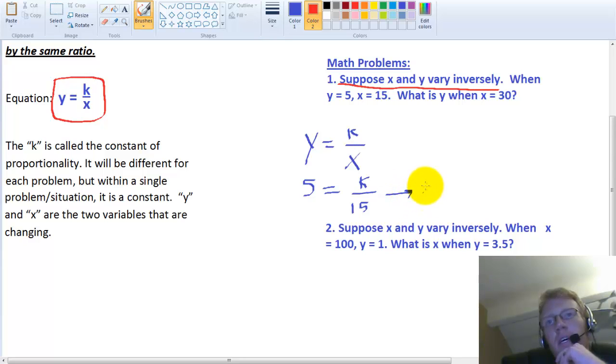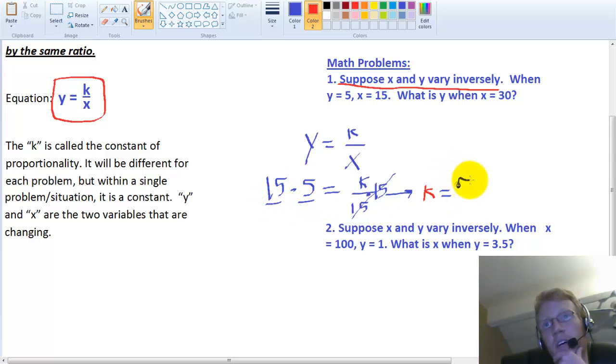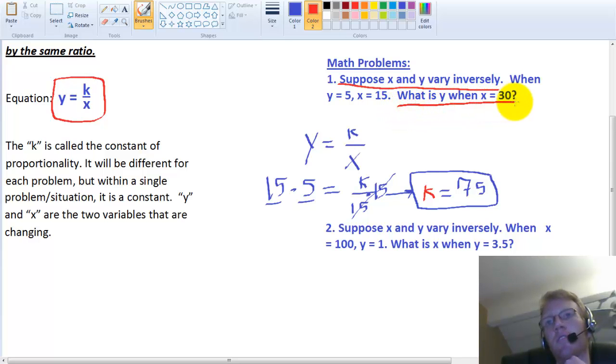Okay, so what does that mean? That means k equals, well, how do we solve for k? We need to multiply both sides by 15. Cancel. Multiply over here by 15. What's 15 times 5? Okay, 15 times 5 is 75. So we found our k value to be 75. That's the constant of proportionality. So now we can move on to the second part and answer the question.